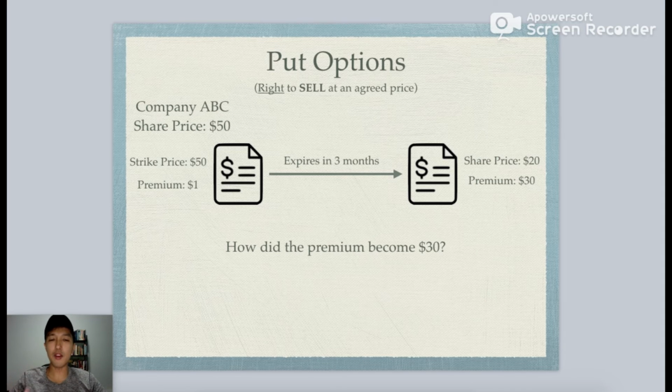Alright, so how do we actually derive the $30 value? The premium becomes $30 for the put contract. Alright, just break it down. It's very simple. Let me run through this with you.